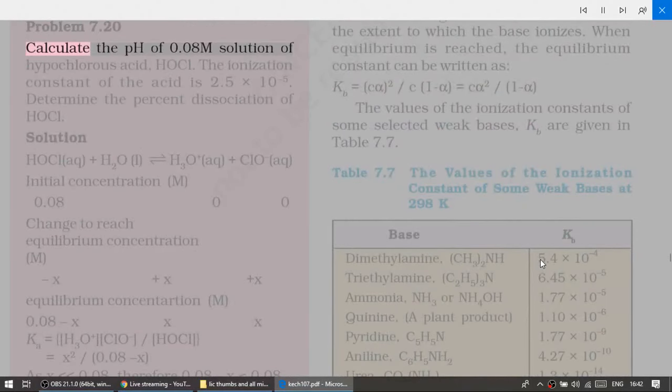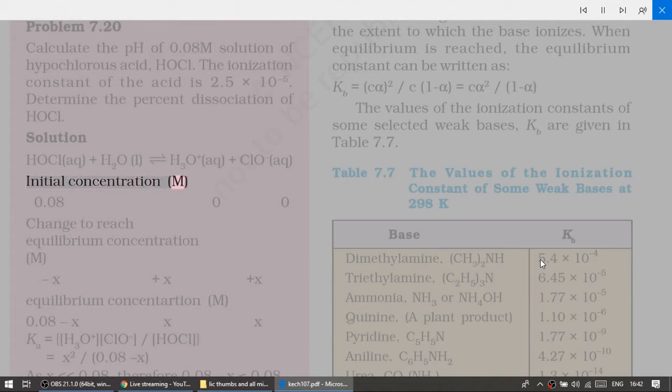Problem 7.20. Calculate the pH of 0.08 M solution of hypochlorous acid, HOCl. The ionization constant of the acid is 2.5 × 10⁻⁵. Determine the percent dissociation of HOCl. Solution: HOCl(aq) + H2O(l) ⇌ H3O⁺(aq) + ClO⁻(aq).